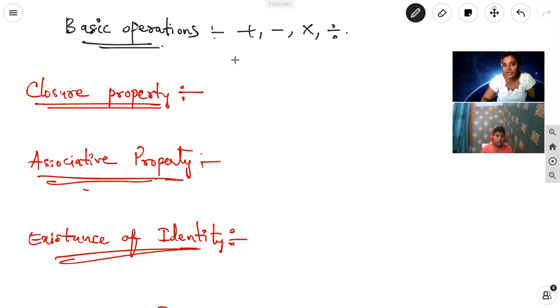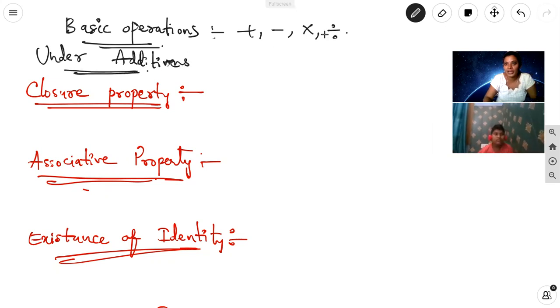First of all, we are discussing under addition, how the properties are satisfied between two elements or more than two elements. Under addition, we are discussing the properties, and we can check whether the number sets satisfy such properties or not.